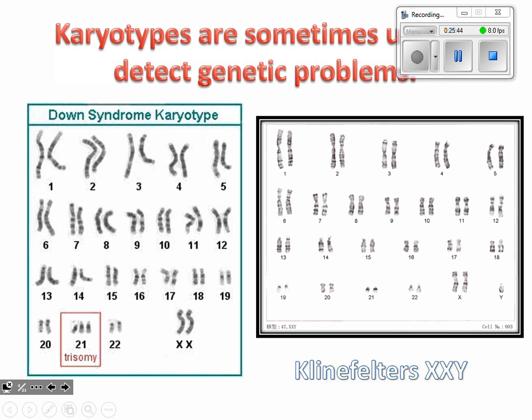They can be extra X's. You can have only one X chromosome and no Y. No second X. There's different disorders that you should research.